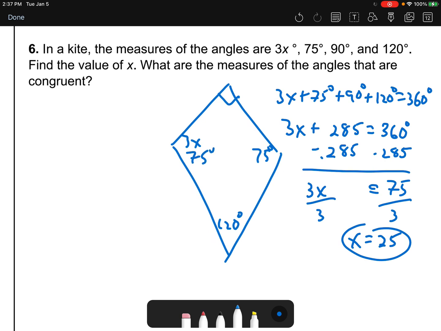So we did draw it correctly, because that's going to be 75 and 75. So it asks, what are the measures of the angles that are congruent? Well, that's got to be this angle and this angle. So they're both 75, because 3x, 3 times 25, is 75.